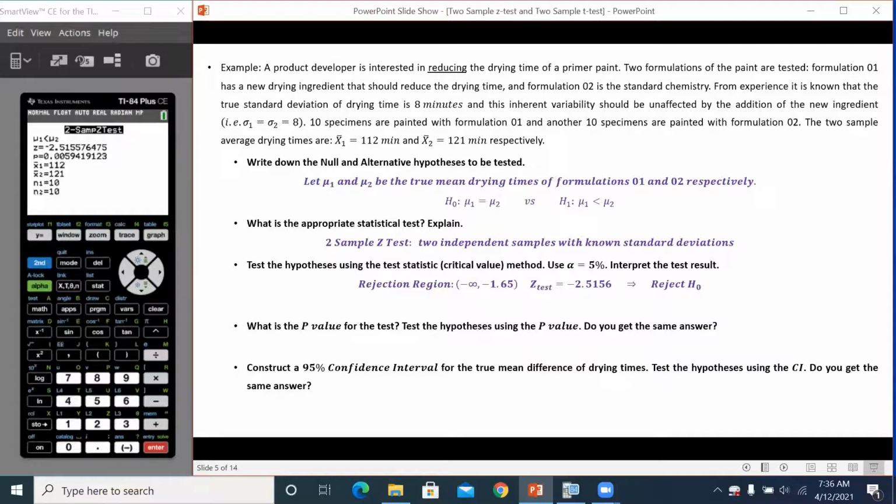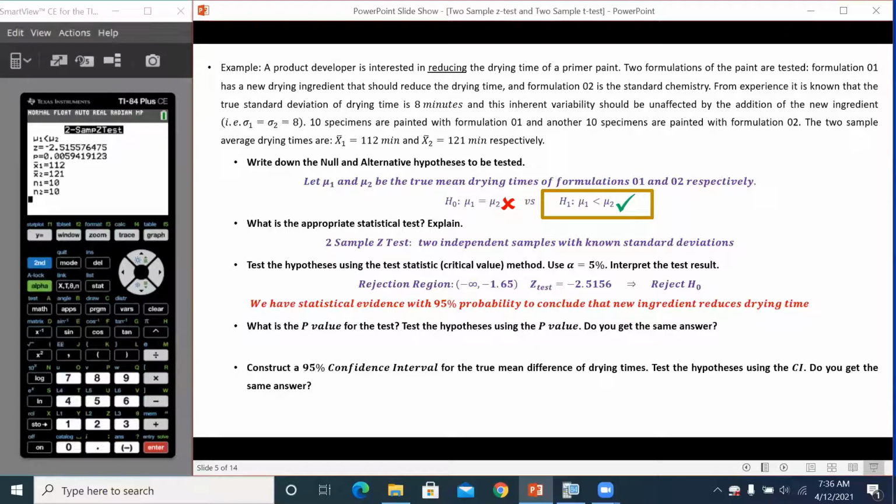Now we must interpret the test result. We rejected the null hypothesis. This means the data support the alternative hypothesis. And as always, we must interpret the fate of the alternative hypothesis. Therefore, the interpretation should be: we have statistical evidence with 95% probability to conclude that the new ingredient reduces drying time.